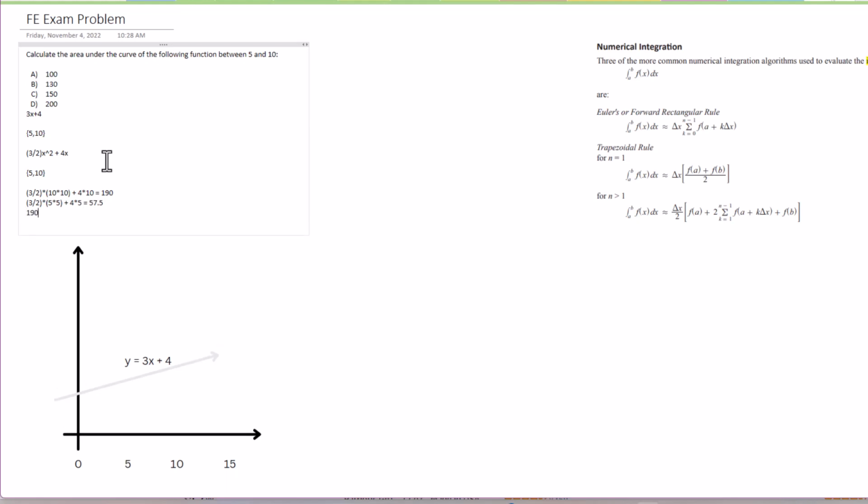Now we subtract these values, and our final answer is 132.5. It looks like answer B is right in that ballpark, so answer B is the answer to this problem.